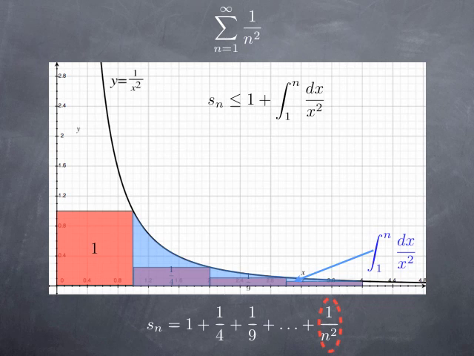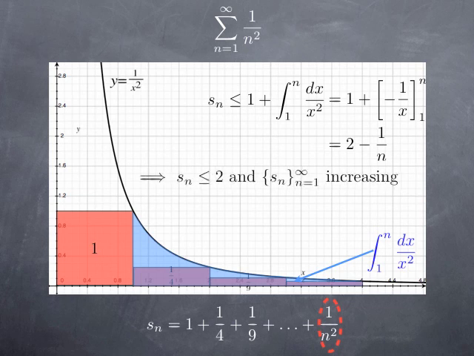But we can calculate this integral, namely an antiderivative is negative 1 over x that we evaluate between 1 and n. So we get negative 1 over n plus 1. Adding the 1 from the red square, we obtain 2 minus 1 over n. That means that Sn, the sequence of partial sums, is bounded above by 2.